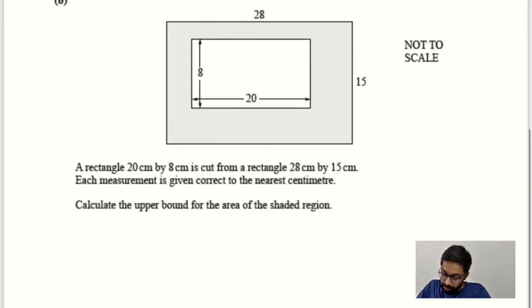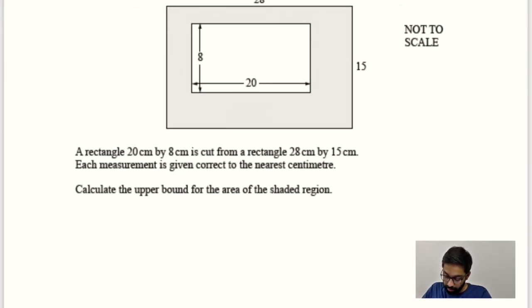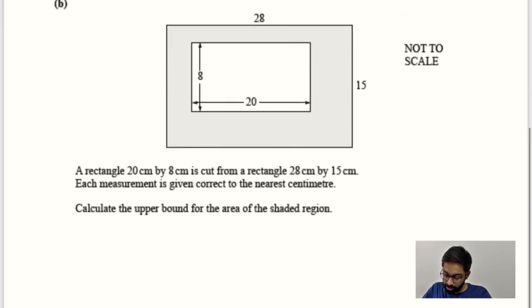Okay, the next part of the question, they've given you a larger rectangle that has a shaded area in the outskirts, and almost in the middle they have an unshaded rectangle, and they've asked you to find the upper bound for the area of the shaded region. The dimensions are of course 28 and 15 for the larger rectangle and 20 and 8 for the smaller rectangle.